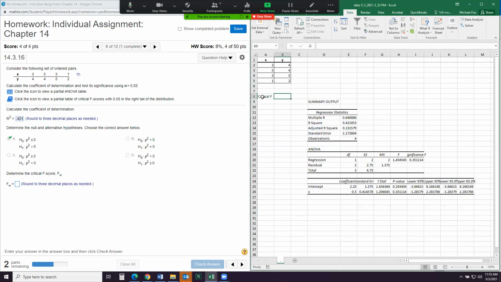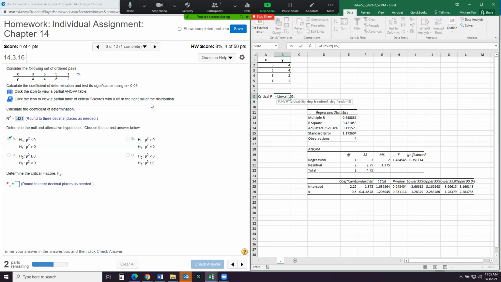we're just going to use, and remember, if you think about what we're testing here, our alternative hypothesis is that the population coefficient of determination is greater than 0. So this is a right-tailed test, okay? So I'm going to use equals F.INV.RT for a right-tailed test. And then for probability, I'm going to use my alpha, which for me is 0.05.